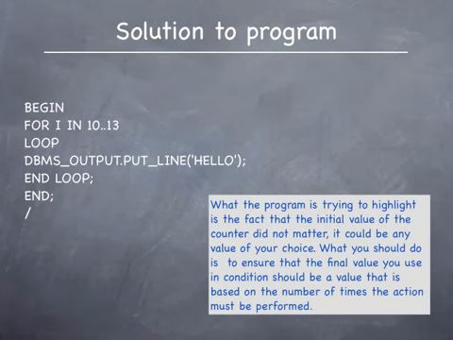The solution to this program is on this slide. What the program is trying to highlight is the fact that the initial value of the counter did not matter in this program. It could have been any value of your choice. But what you should be careful about is to ensure that the final value that you write should be one that would take care of executing the statements between the loop and end loop for the number of times you want it to be executed.